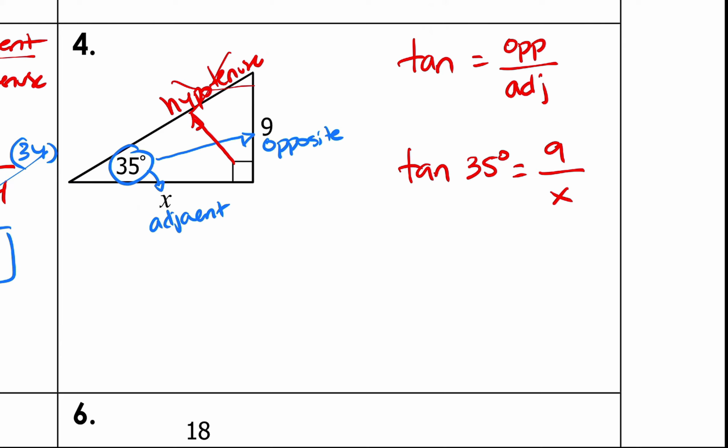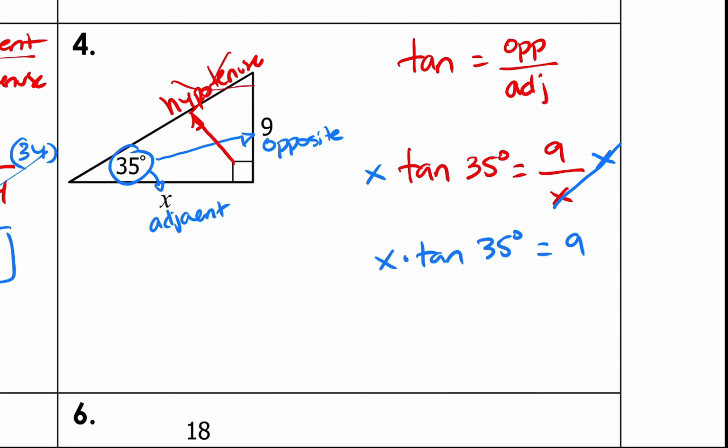And now we solve. So this one's a little tricky. Some of you are looking at this going, wait a second, the x is on the bottom now. Do I multiply by 9? No. The x is on the bottom, so the only way to get x out of the bottom is I'm going to multiply both sides by x. Okay? And that'll cancel the x here, but it'll put it on the other side. So now we have x times the tangent of 35 degrees equals 9.